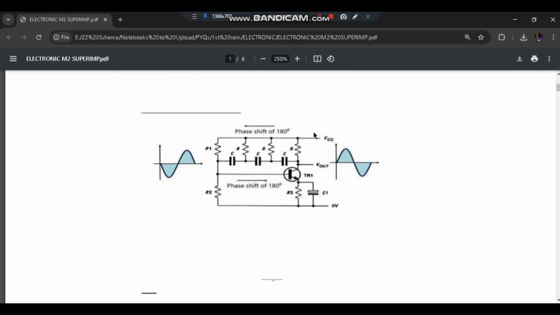So this is the circuit diagram you have to make. Two resistors are here, followed by three capacitors, each with a resistor here, and there will be a TR1 here, and there will be a capacitor with another resistor here. That's all. This is the Vout from which we are taking the output, and this is the input. From here the input will be there.